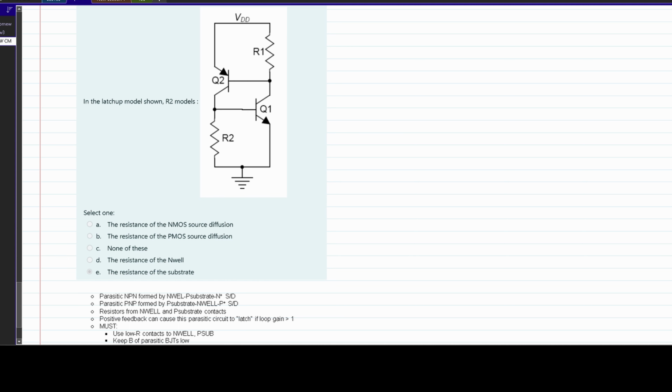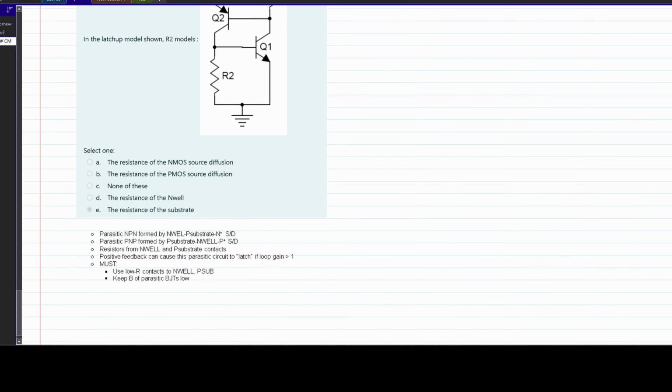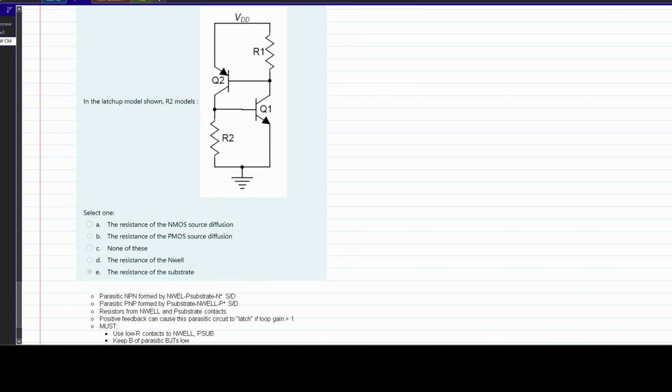So the resistors are going to be this R1 and this R2. And then we have the rest of these notes down here, but we're really looking at the resistors. This resistor, R1, is with this Q1, and this R2 is with our Q2. Q2 is the parasitic PNP, so it starts with our P substrate. It's actually the resistance of the substrate.